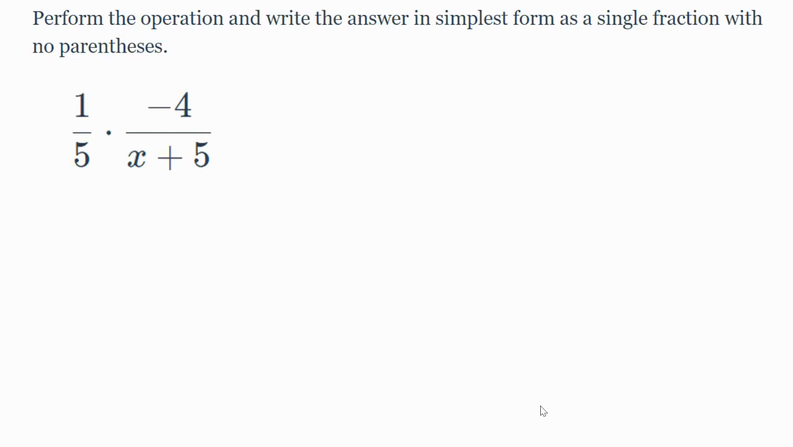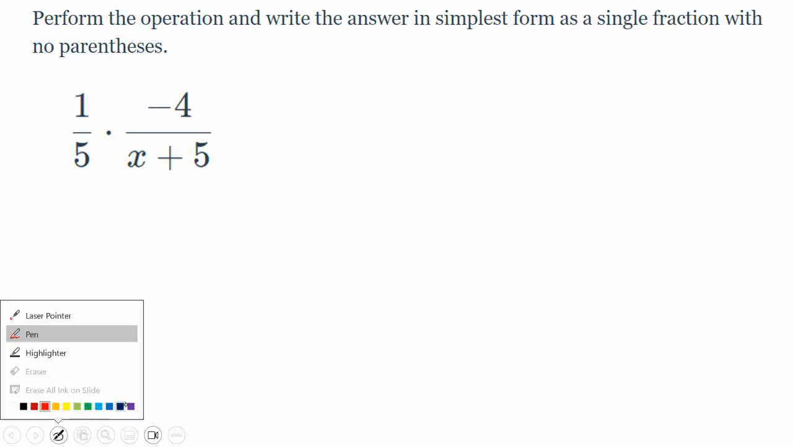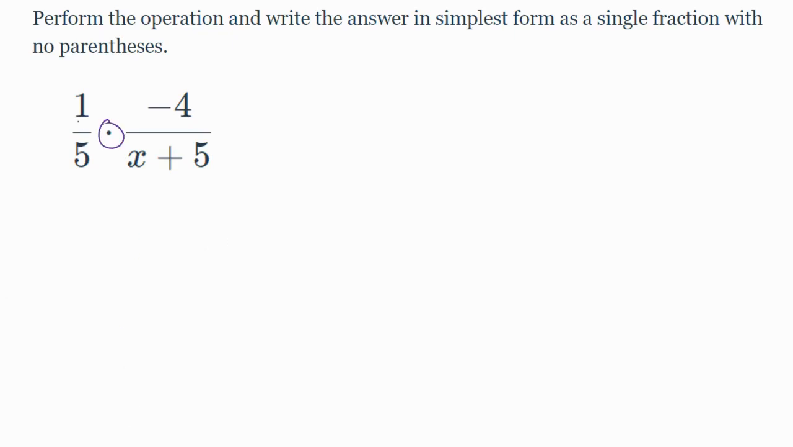All right, so now we're going to work through various operations with rational expressions, multiplication and division specifically. In this case, we've just got multiplication of a 1/5 times a larger rational expression. So we're going to perform the operation and then rewrite the answer in simplest form with a single fraction, no parentheses. That means at the end, we're not going to leave it in factored form. We're going to go ahead and multiply things out.